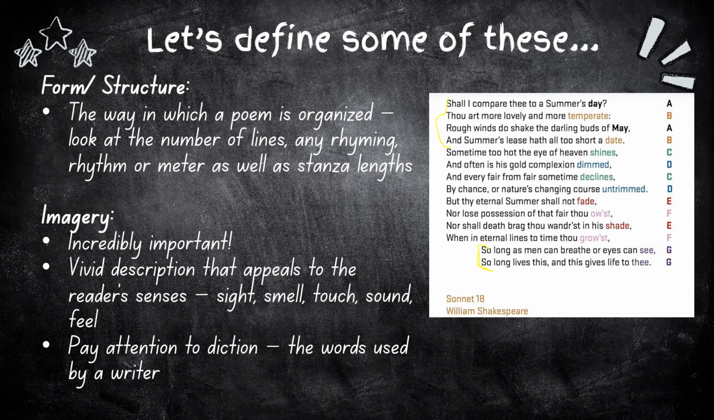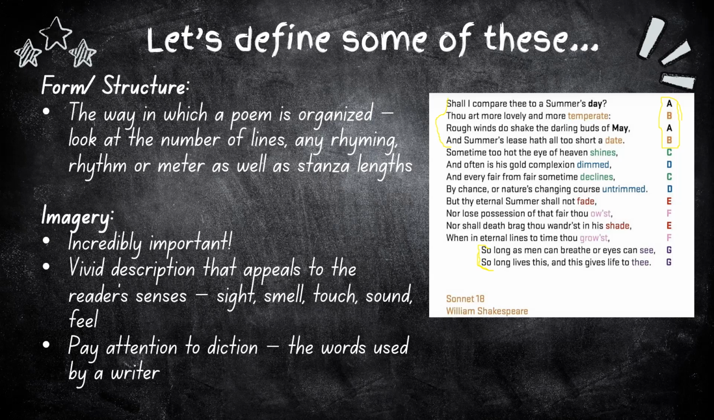We also look at any rhyming that happens. So if we look at certain words, the last word of each line helps me to figure out the rhyme scheme. So the first one here is day, then we have temperate, May, and we have date. So the rhyme scheme of the first stanza is A, B, A, B. Right, so that's basically what I wanted to look at in terms of structure.